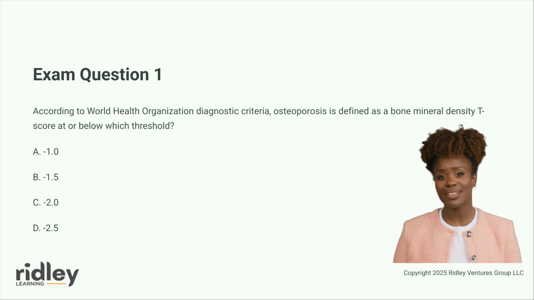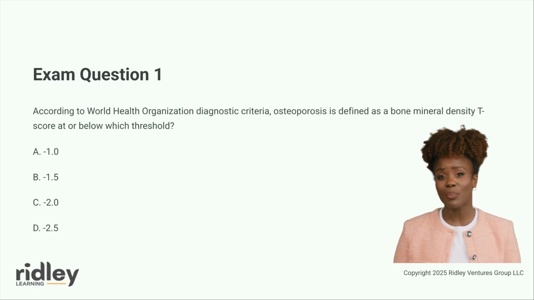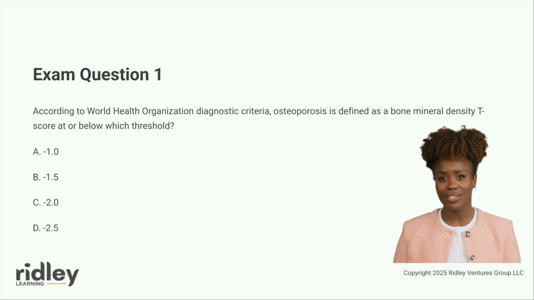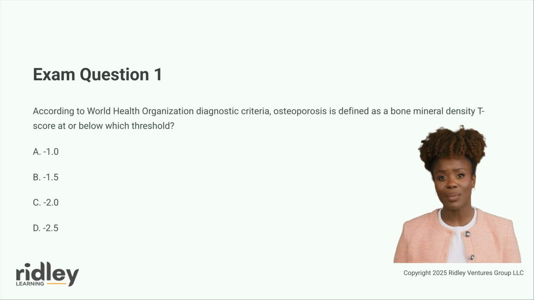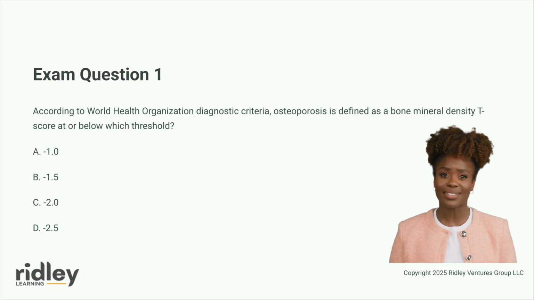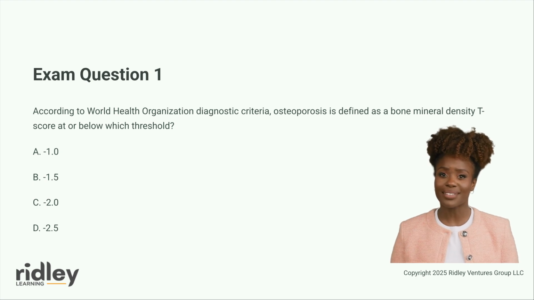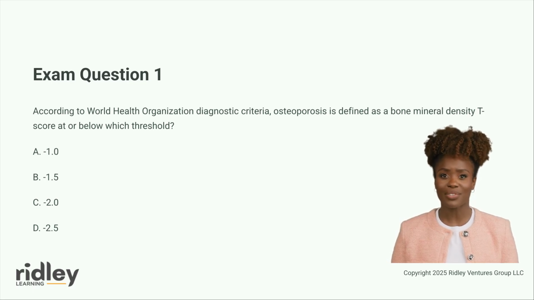A T-score compares an individual's bone mineral density to the mean of a healthy young adult reference population of the same sex. A T-score at or below -2.5 standard deviations indicates osteoporosis. T-scores between -1.0 and -2.5 represent osteopenia, which is low bone mass that has not yet reached the threshold for osteoporosis. Normal bone density is defined as a T-score of -1.0 or higher. Understanding these thresholds is essential for accurate diagnosis and for determining appropriate intervention strategies.